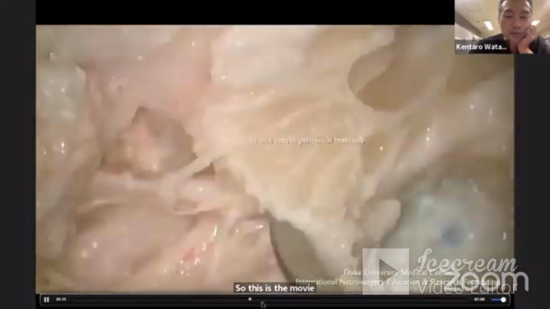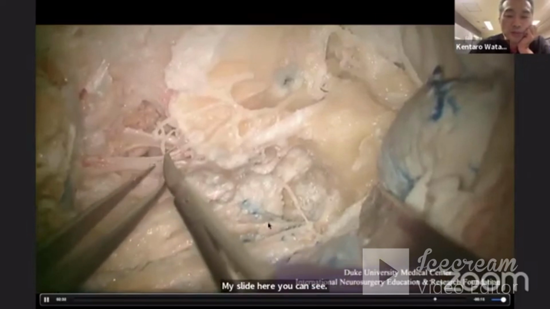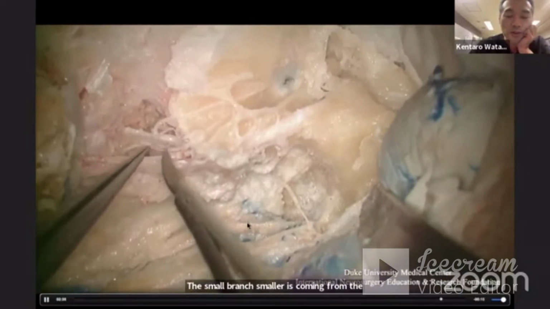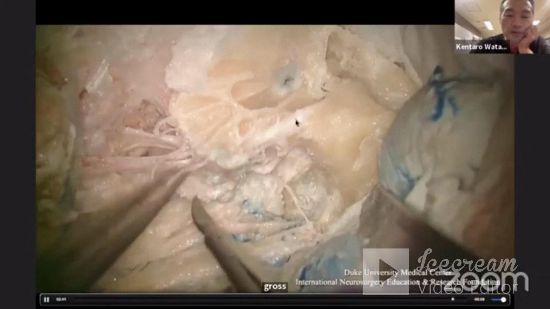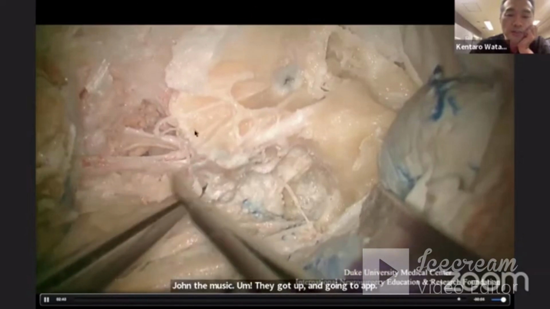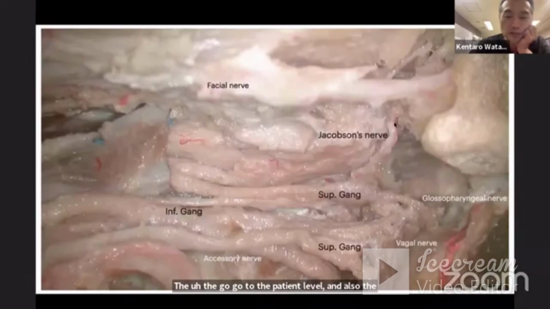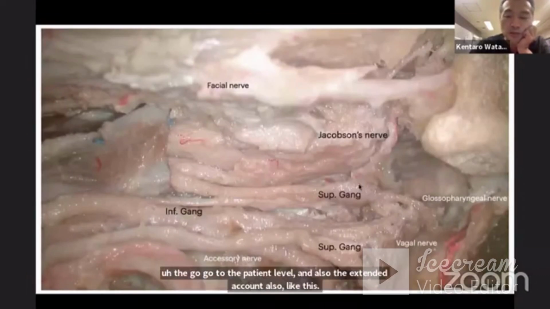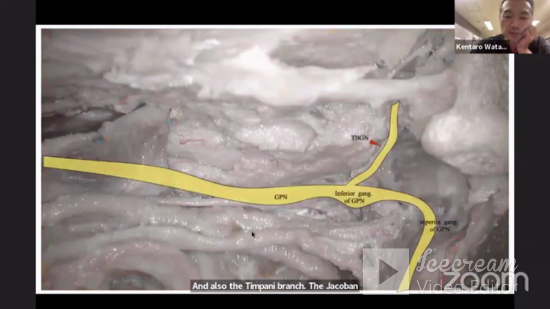Yes, you can see when you drill around the mastoid. Here you can see the small nerve coming from the jugular foramen, glossopharyngeal and vagal nerve, going up and across the facial nerve, and then the small branches go to the facial nerve and also the external ear canal, like this. And also the tympanic branch, the Jacobson nerve, comes from the inferior ganglion of the ninth nerve to the tympanic cavity. So like this.